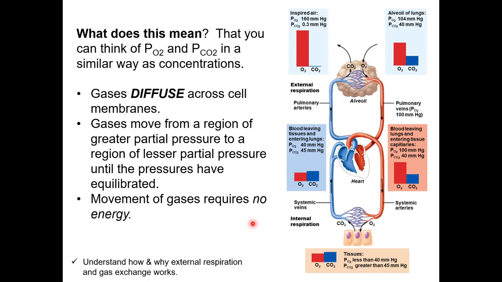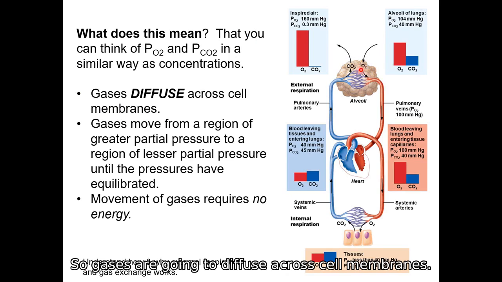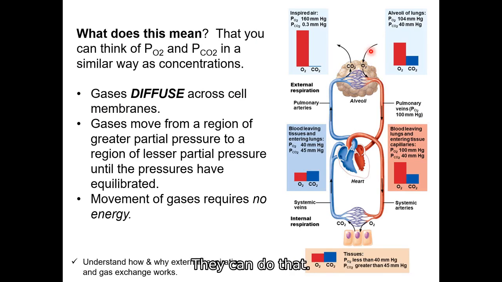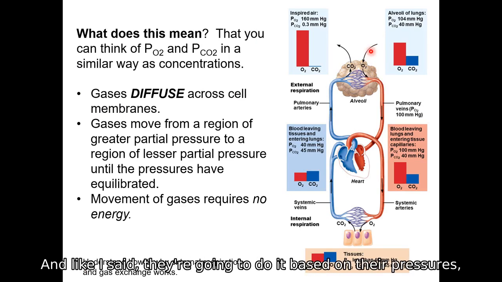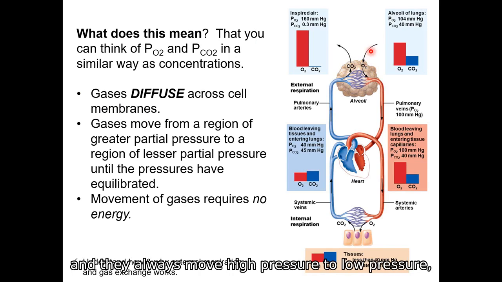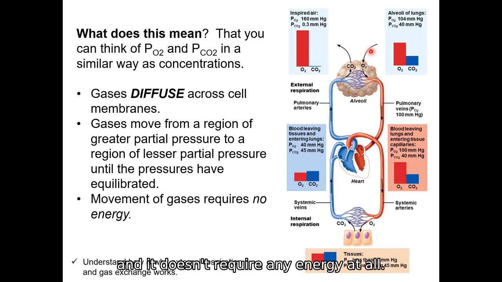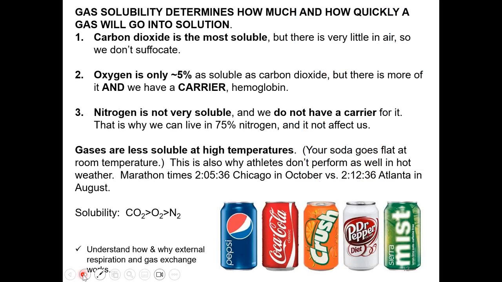All right, so what does this mean? So gases are going to diffuse across cell membranes. They can do that. And like I said, they're going to do it based on their pressures, and they always move high pressure to low pressure. And it doesn't require any energy at all.